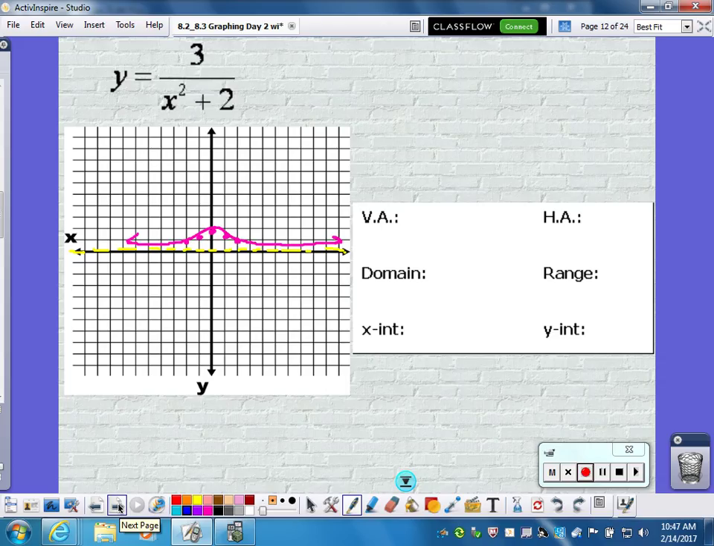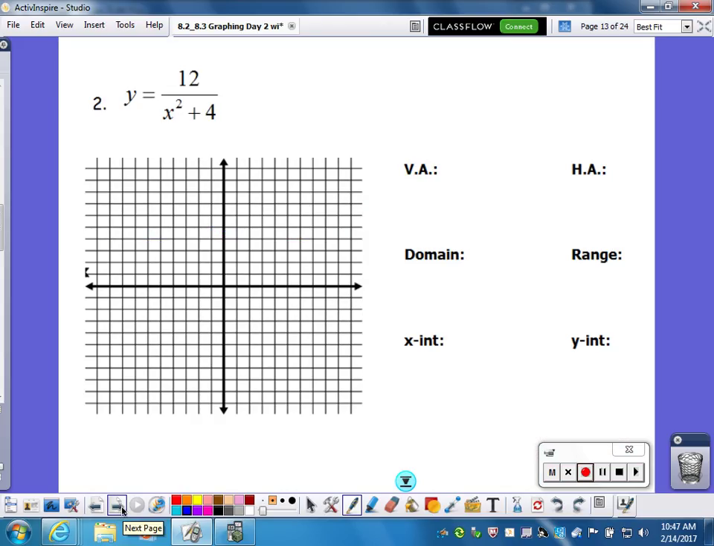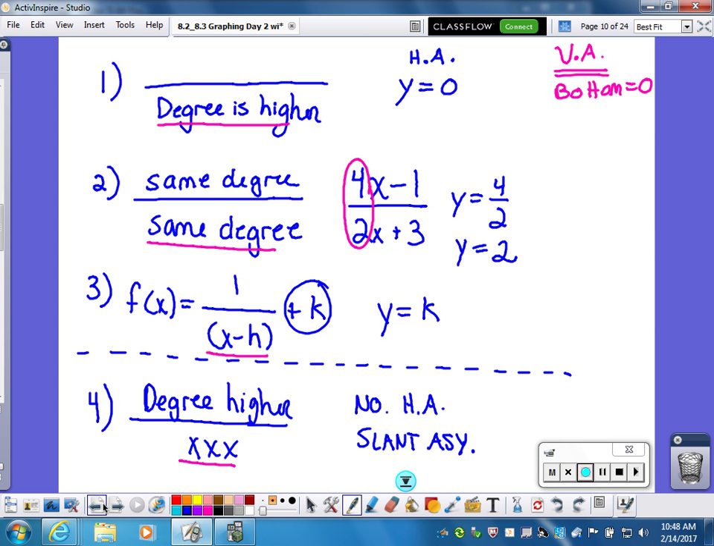I'm giving you time right now just to make sure you have things copied down. Okay, problem number 2 looks very similar to problem number 1. Let's start with our horizontal asymptote. Please reference back to the first page.